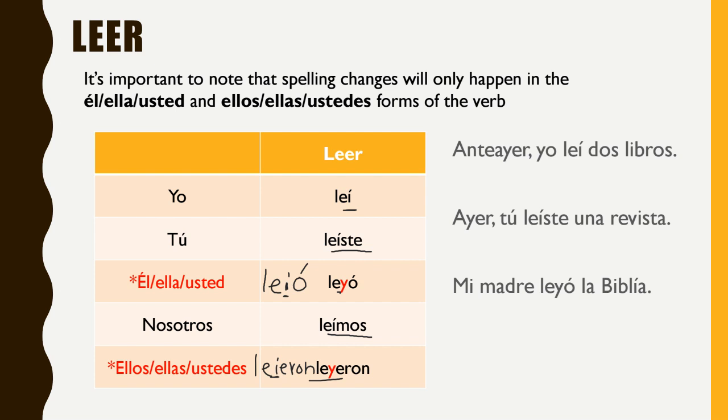There are some examples on the right-hand side using the verb leer in the preterite tense. So, anteayer yo leí dos libros. So, yesterday I read two books. Ayer tú leíste una revista. Yesterday you read a magazine. Mi madre leyó la Biblia. My mother read the Bible. Those are just a couple examples. Let's look at our next verb now.